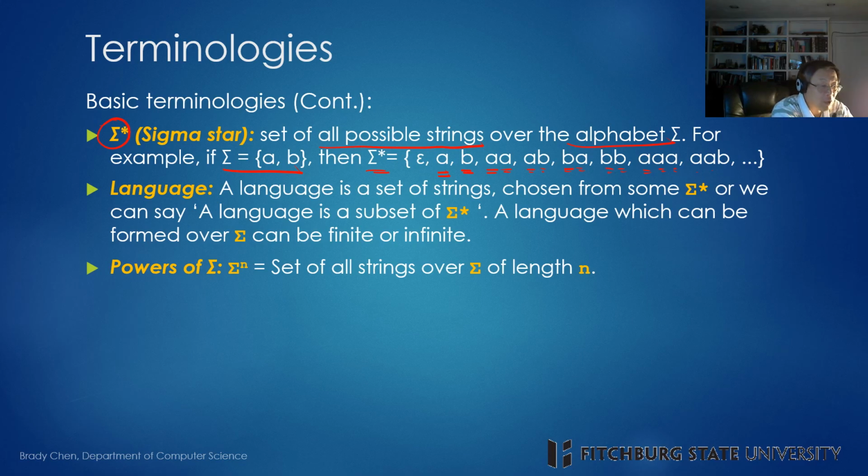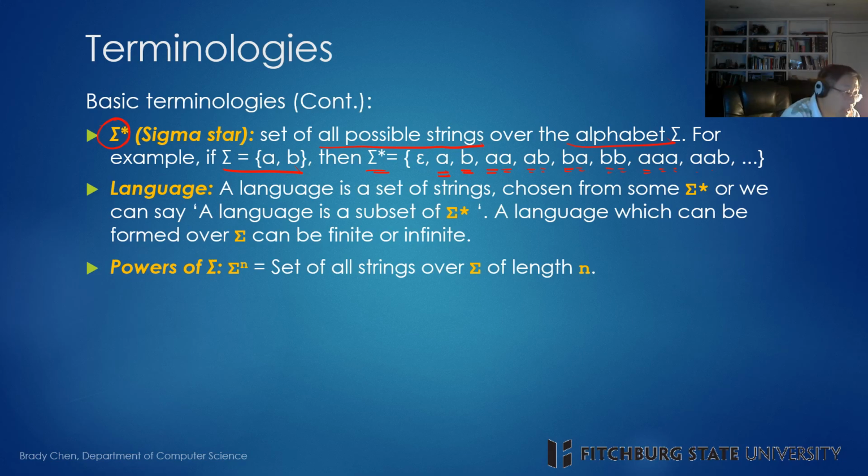Even though the alphabet sigma is a finite set, sigma star is an infinite set, because you can continue to build as many symbols as you want. The string could be of any size.